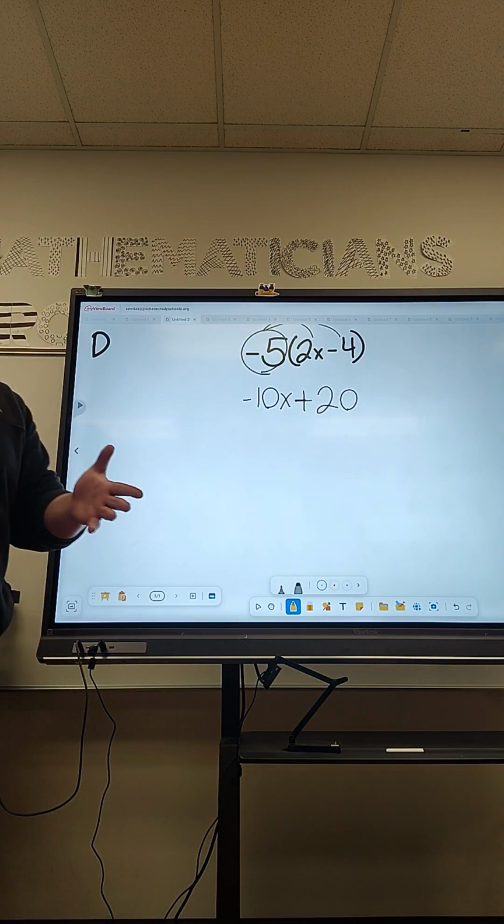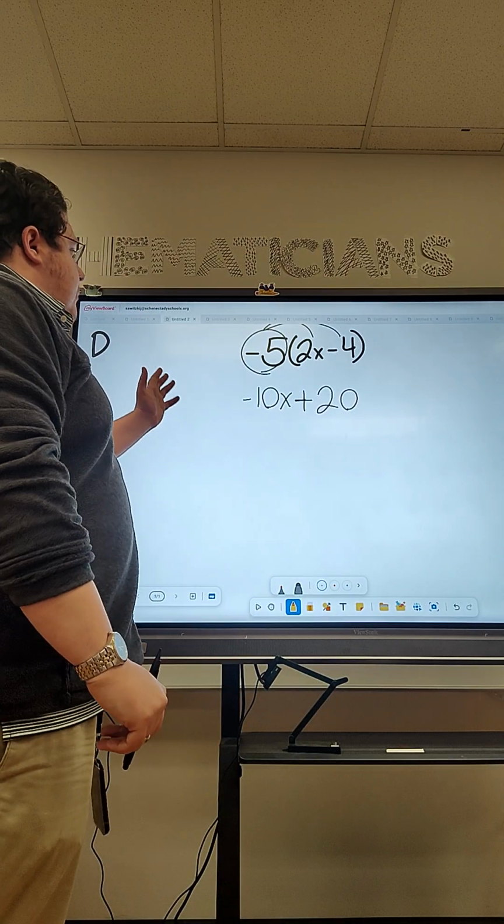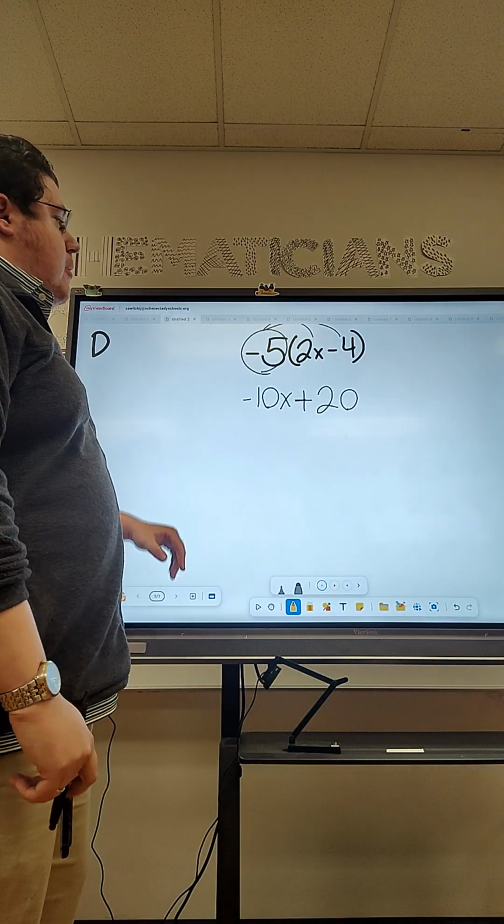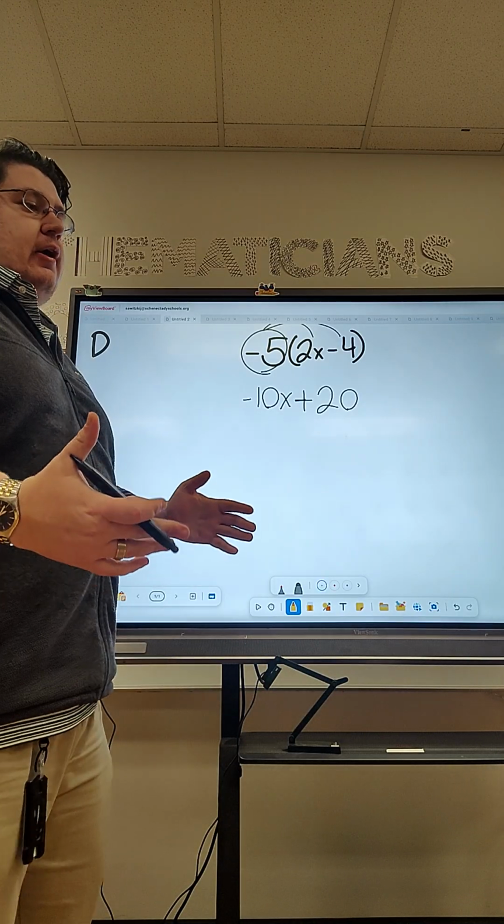You guys most likely know how to do this step, but if you don't know how to multiply or you don't remember the facts, just use your calculator, okay?